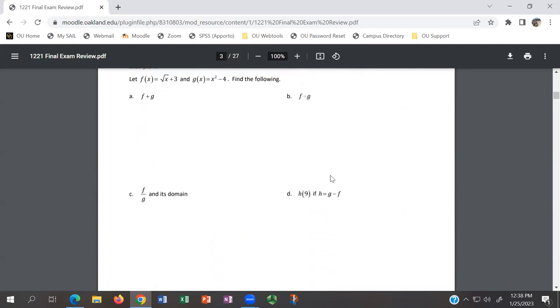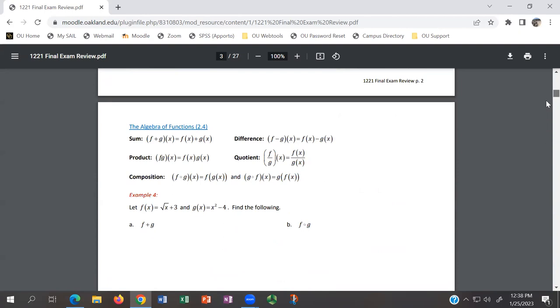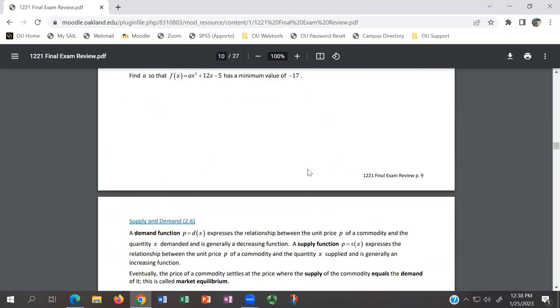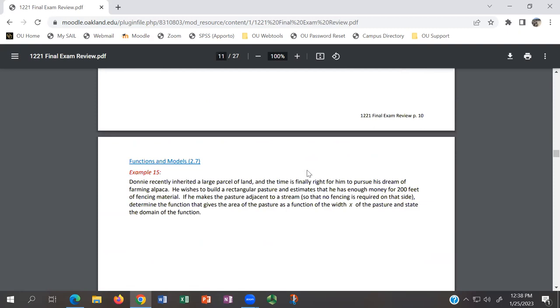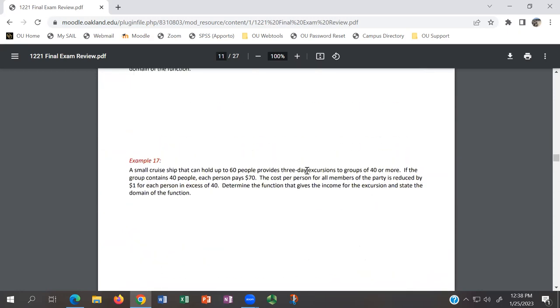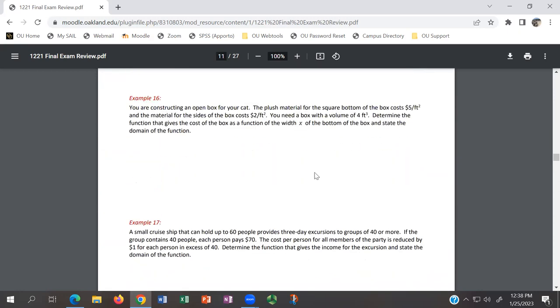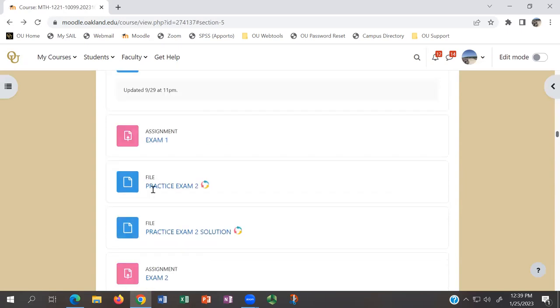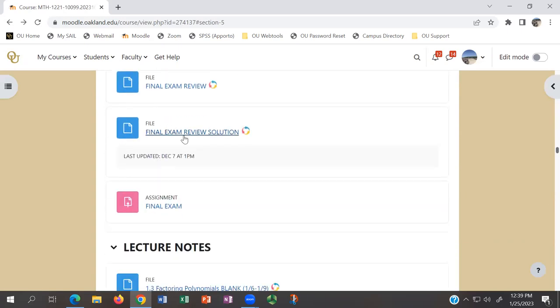On the final practice, I want you to do from example 1 up to example 17, if you have time, because that covers exam 1. Up to 2.7, so from the beginning to 2.7, that's exam 1. From example 1 to example 17 covers exam 1. So that's additional review, all right? Solutions are also available there. Here, look, I have review solutions here. So everything's there.